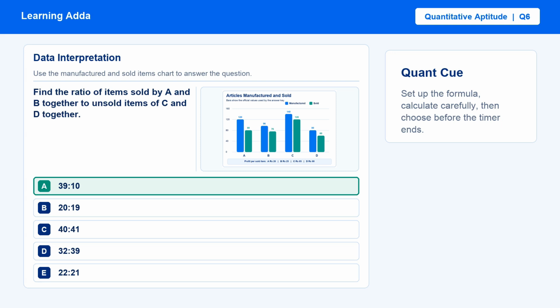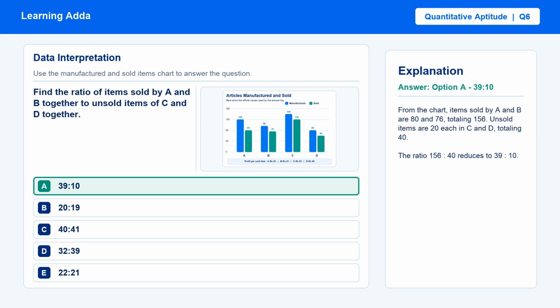The answer is option A, 39 is to 10. From the chart, items sold by A and B are 80 and 76, totaling 156. Unsold items are 20 each in C and D, totaling 40. The ratio 156 is to 40 reduces to 39 is to 10.